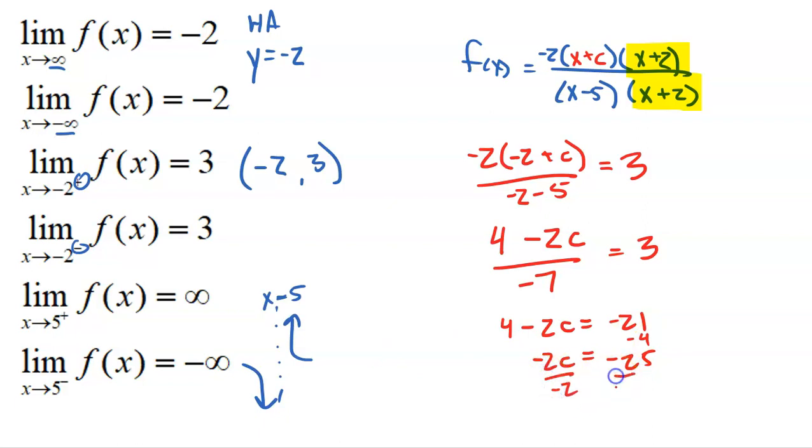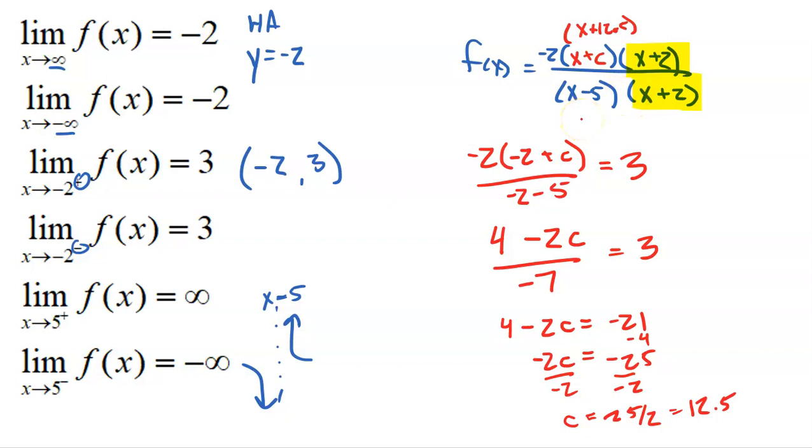Divide both sides by negative 2, and I get a c value of positive 25 halves, or that is exactly 12.5 if you like. So my remaining factor up top there would be x plus 12.5. That's c. C is what I solved for. And that means that I have a solution or 0 at negative 12.5, because negative 12.5 would make the numerator equal to 0, producing a solution.